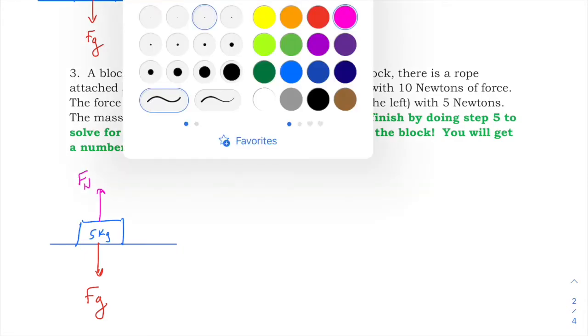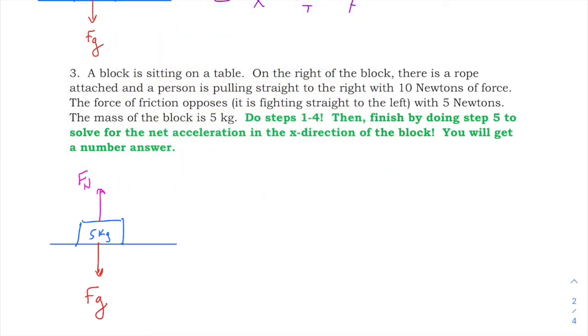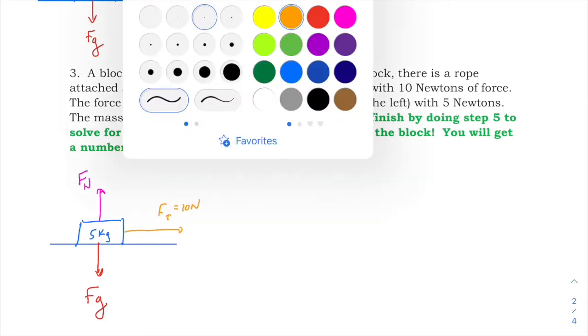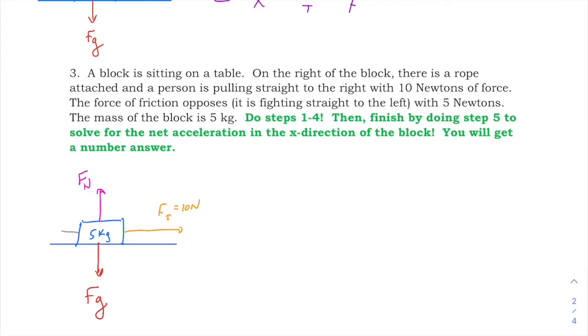And then here's the really important thing. Let's say in this case, you're pulling to the right with 10 newtons of force. So the force tension is pulling to the right. And they're actually straight up telling you that's equal to 10 newtons. They're saying, hey, that has a number this time. It's not just a letter. But the force of friction opposes the motion, which opposes just means it's going the opposite direction.